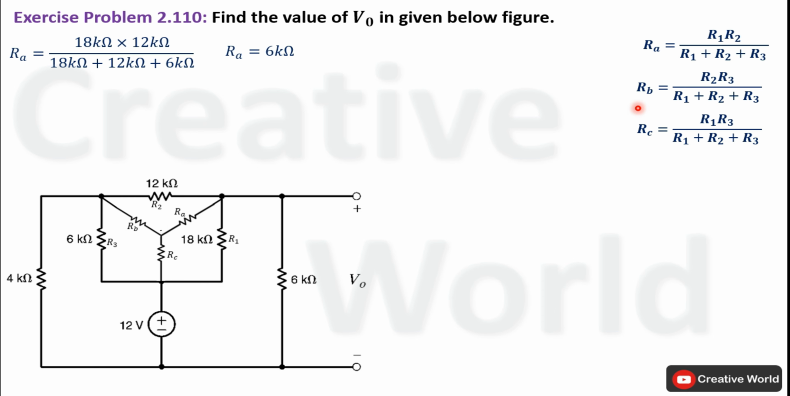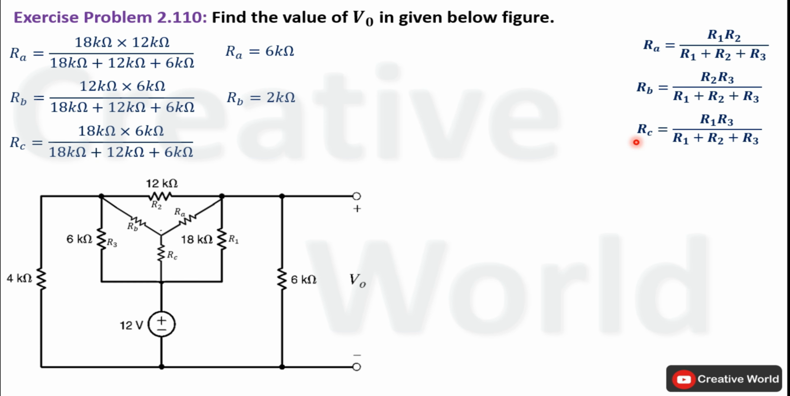Similarly, RB will be calculated and the value of RB will be 2 kilo ohm. RC will also be calculated using this equation. In this equation, the product of R1 and R3 will be taken in numerator, while 18K plus 12K and 6K will be taken in denominator. By solving this equation, we will get the value of RC, that will be equal to 3 kilo ohm. Now we can replace this delta connection with star connection for further solution of the problem.